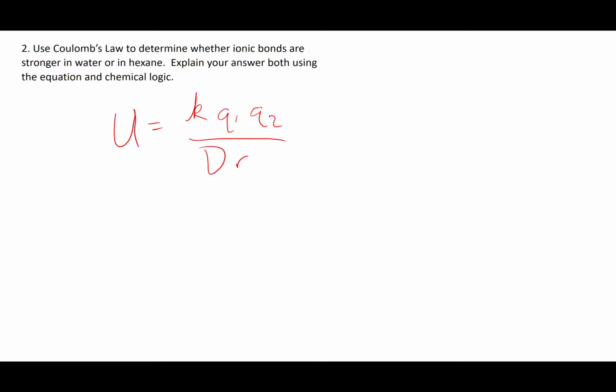So question number 2 asks you to use Coulomb's law to determine whether ionic bonds are stronger in water or in hexane. Explain your answer using the equation and chemical logic. So the equation for Coulomb's law is shown here.